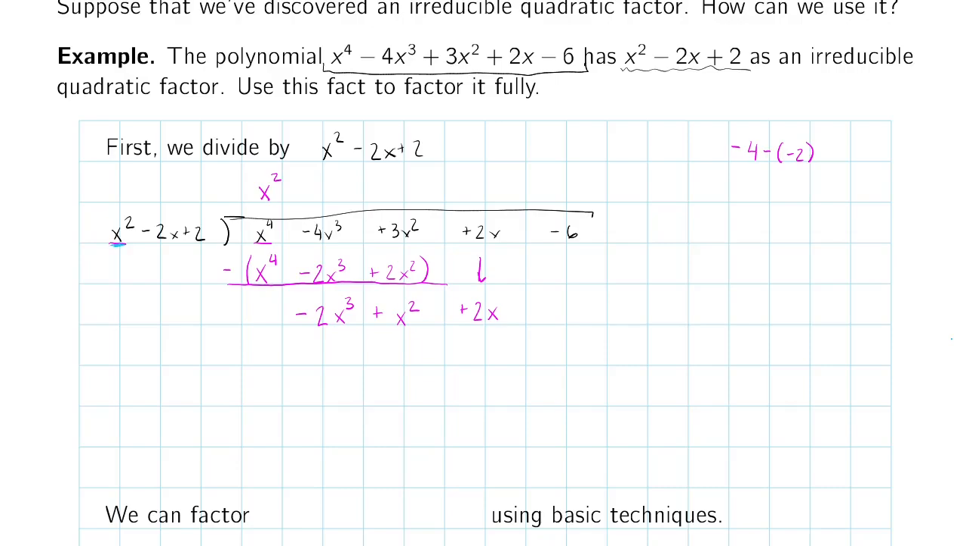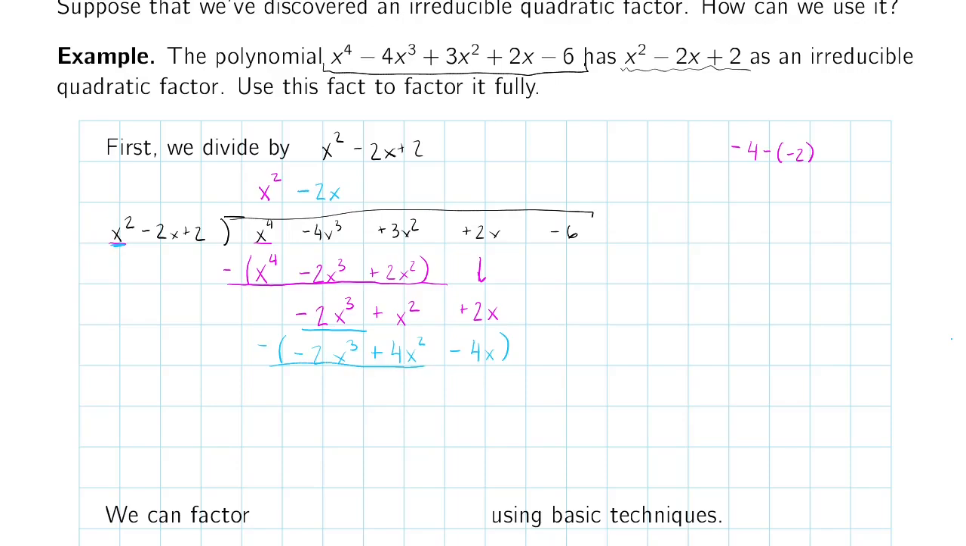Next, x squared goes into negative 2x to the third. That's going to be a negative 2x. So multiplying by my divisor, negative 2x times x squared, that's going to be negative 2x to the third. Negative 2x times another negative 2x, that's going to be plus 4x squared. And then negative 2x times positive 2, that's going to be minus 4x.